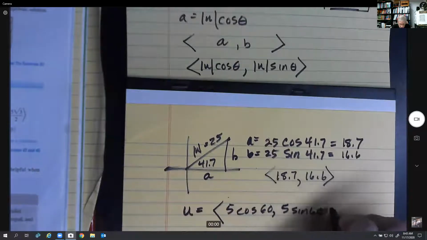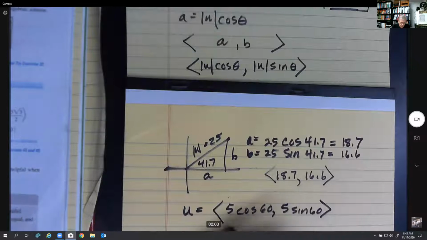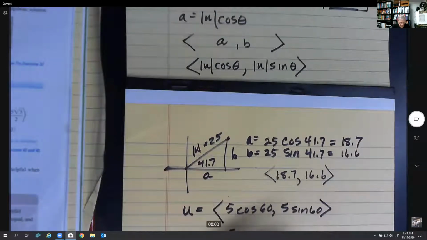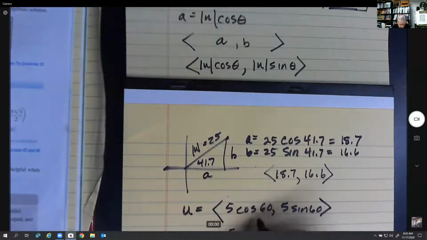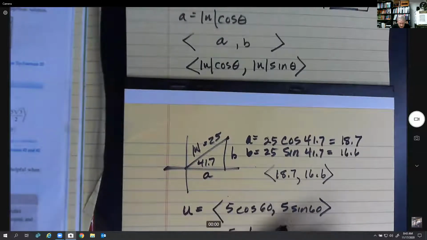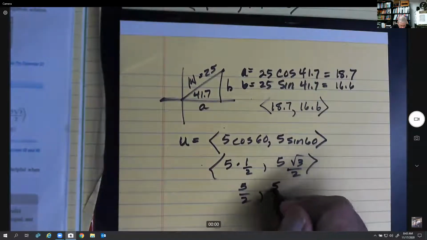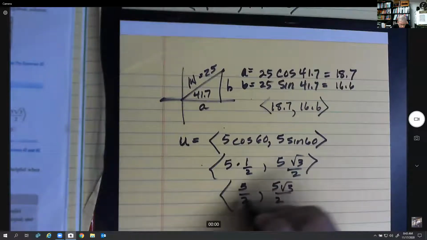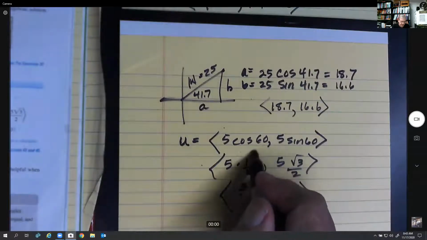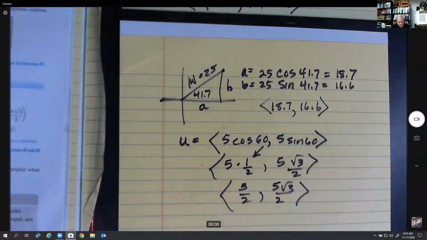I could use my calculator, but they want an exact answer. So I can look up the cosine of 60. This would be simply 5 times the cosine of 60, which is a half, comma, 5 times the sine of 60, which is radical 3 over 2. And I can get an exact answer if they want on this one. It's just going to be 5 halves, comma, 5 radical 3 over 2. So I just look up the cosine of 60, 0.5. We could put it also in decimal form, but they want an exact answer on this particular one.